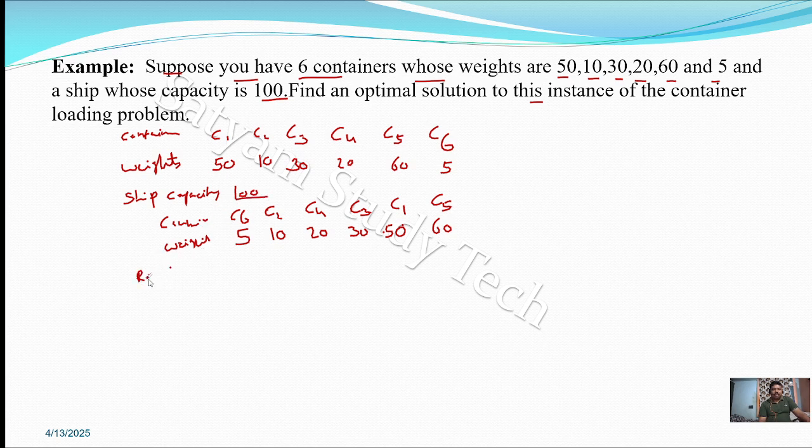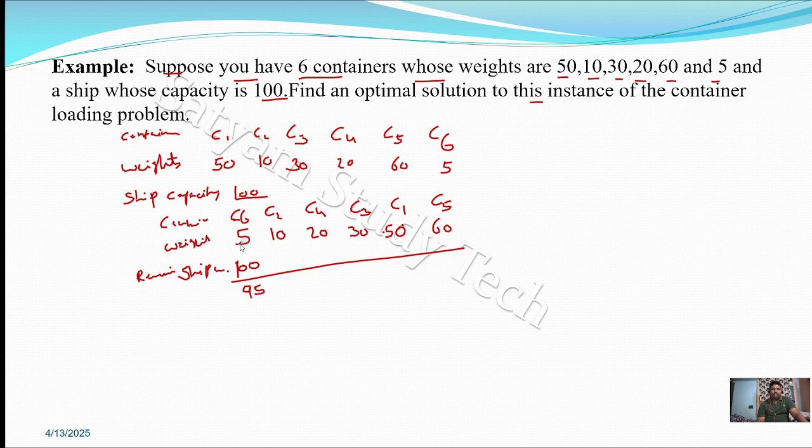So you can solve this problem by using the greedy method. Here the weights are arranged in ascending order, and then you can load those containers into the ship, the maximum number of containers. The initial ship capacity is 100. I am considering the weight 5 for C6, so you subtract 100 minus 5 to get the remaining capacity of the ship.